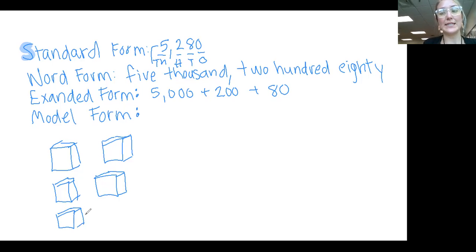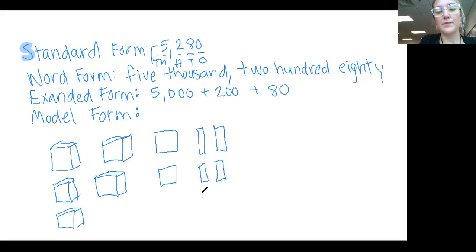A hundreds base ten block looks like this. It's just a square. And I have 2 of them. So I need to draw 2 squares. In my tens place, I have 8 tens. 8 tens just looks like an I. So I have 8 of those. 2, 3, 4, 5, 6, 7, and 8. And do I have to write any ones that look like this? No, because there are none in the ones place. So I'll go ahead and erase that. This is the model form.